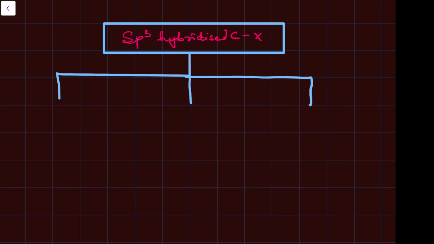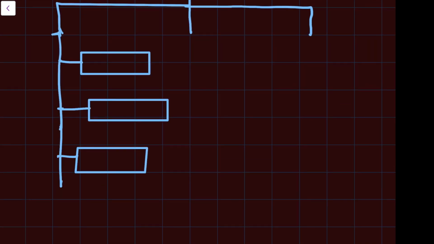First category is all single bond, which is further divided into four categories, that is primary or 1 degree halide, secondary or 2 degree, tertiary or 3 degree halide.